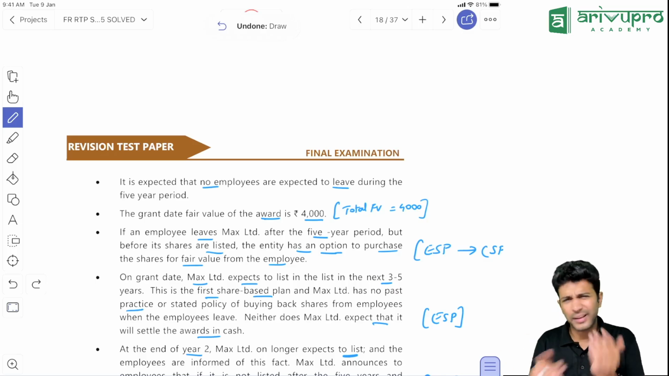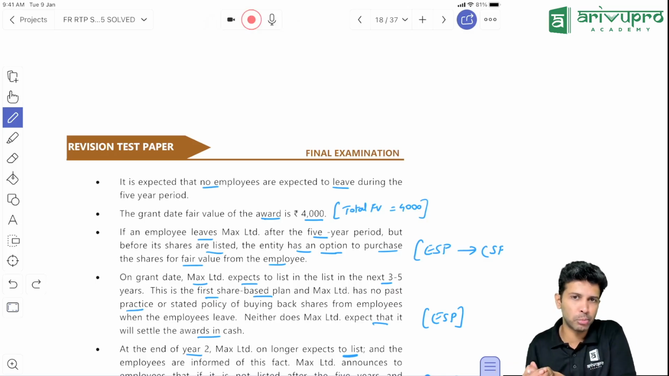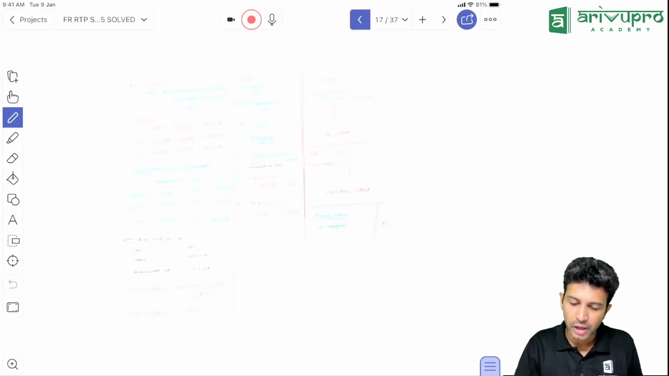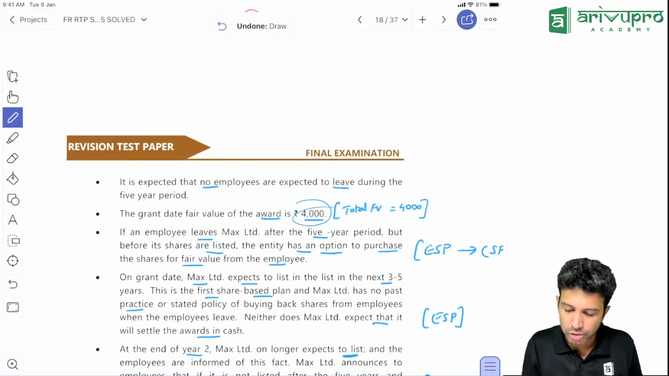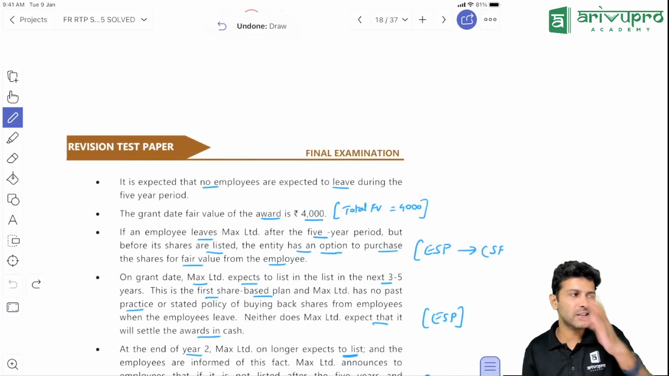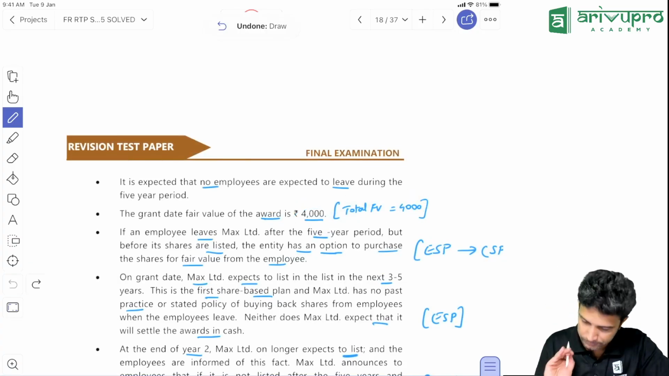And we know this fair value is nothing but the expense that we'll have to book over what? Vesting period. How much is the vesting period? 5 years. This fair value of 4,000, you will book it over 5 years, meaning 800 expense you will have to book every year. So far, yes.